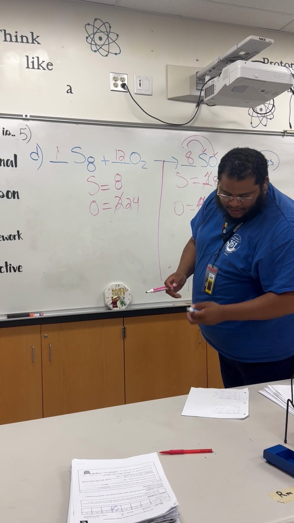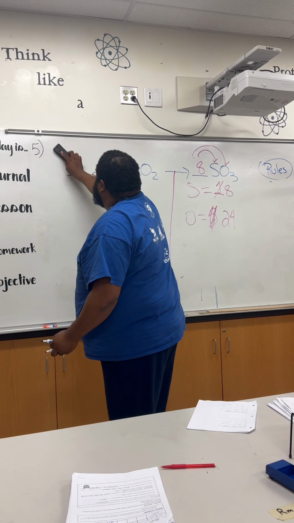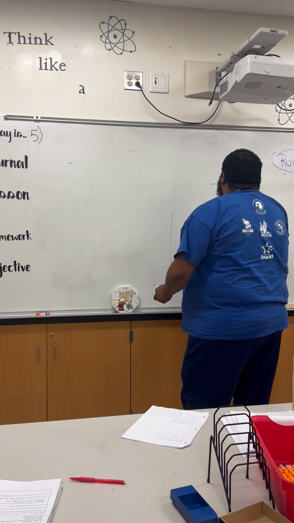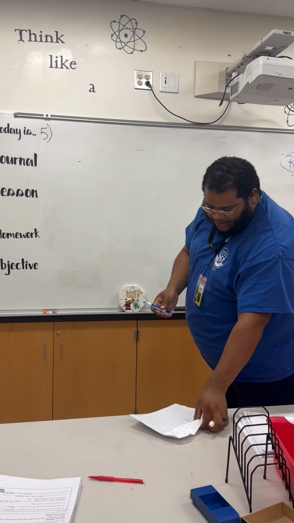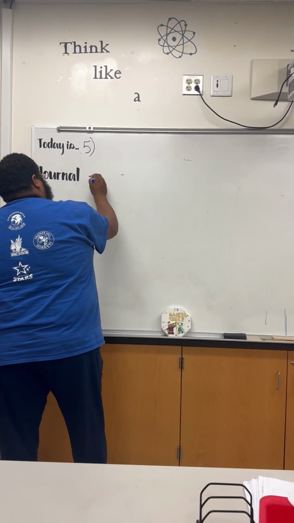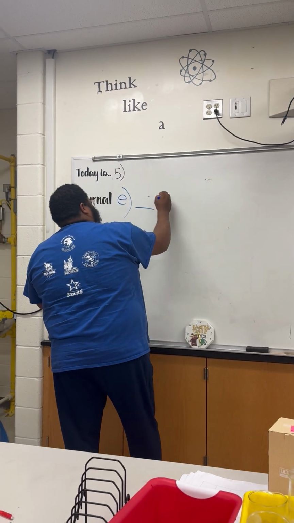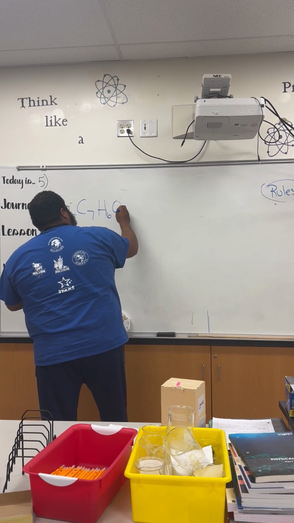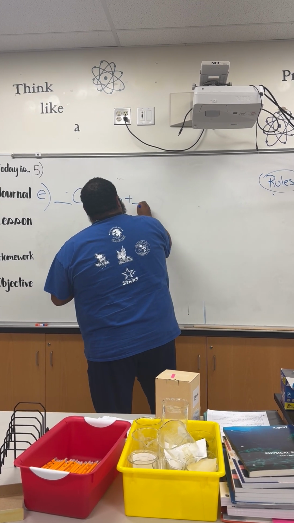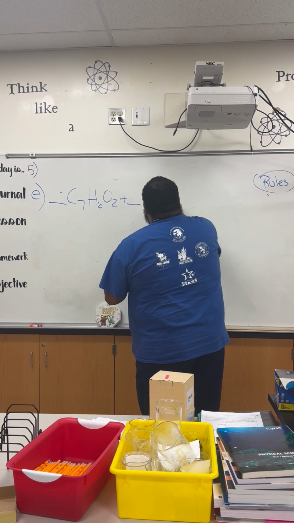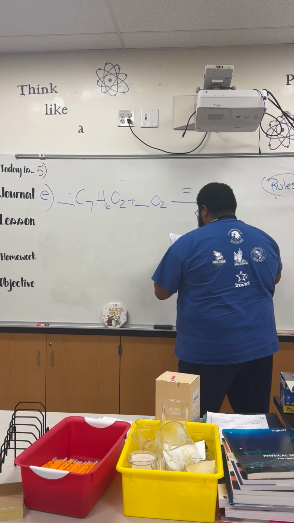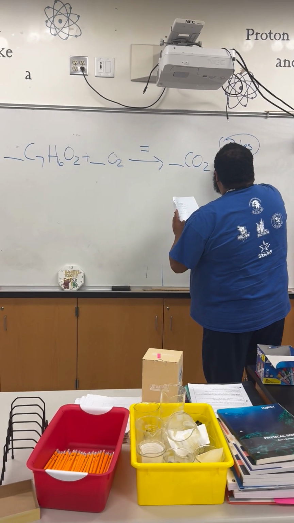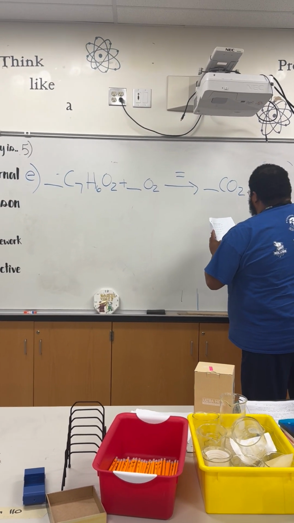So now I'm gonna do letter E. So E is C7H6O2 plus O2. Remember that yields means equal. CO2 plus H2O.